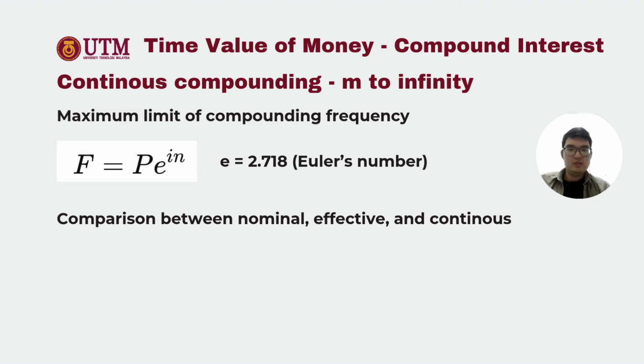On the other hand, when the compounding frequency reaches near infinity, this is also known as continuous compounding. For continuous compounding, the equation is as follows, where F, your future value, is equal to present value multiplied by Euler's number to the power of interest rate and the number of periods. As for a comparison between the nominal, effective, and continuous compounding methods, you can see that the larger your frequency of compounding, the higher the value of your asset.